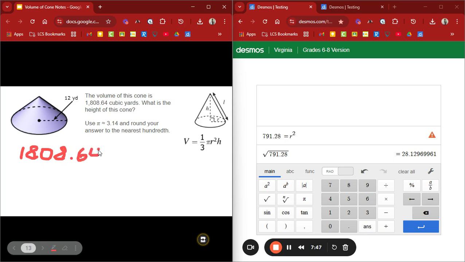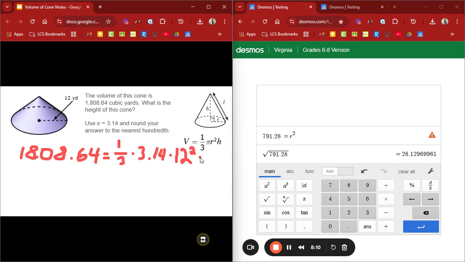1808.64, and this is going to be equal to 1/3 times 3.14 times, what is the height of the cone? All right, this is my radius, so times 12 squared, times the height, which we don't know. That's what we're trying to find out, what the height is.